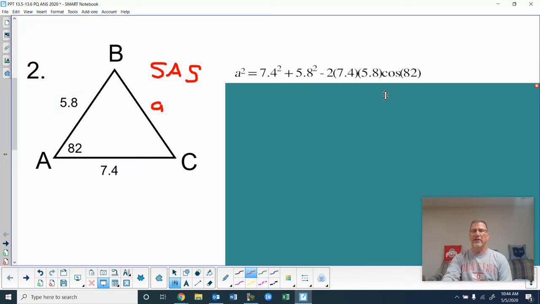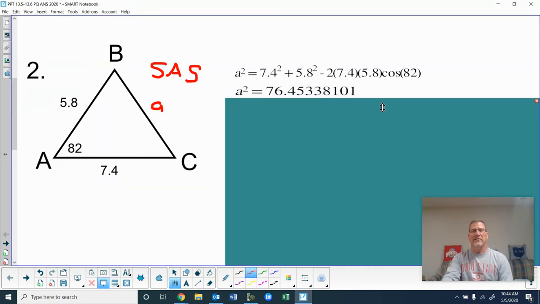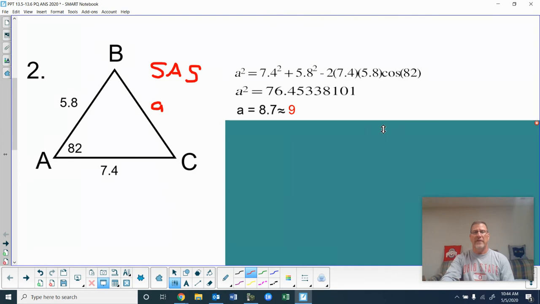Put that all in your calculator at once. You don't have to do it in parts or pieces. And you'll get 76.45, etc. That's what A squared is, remember. So we have to take the square root of that answer, second square root, which is 8.7. So that would give us 9 for side A.